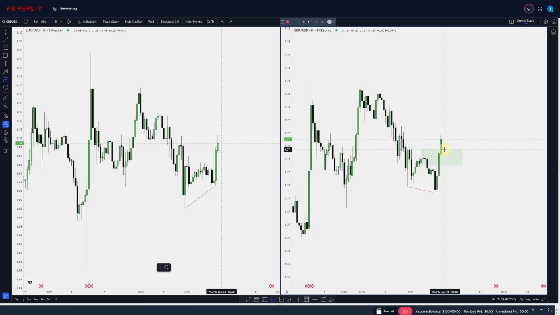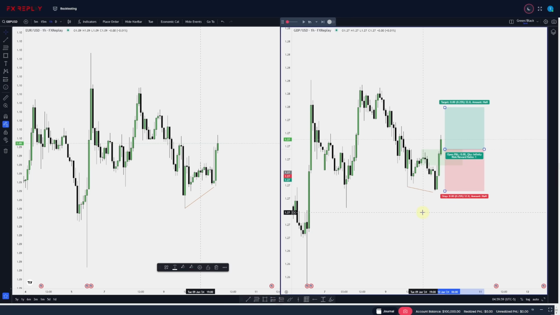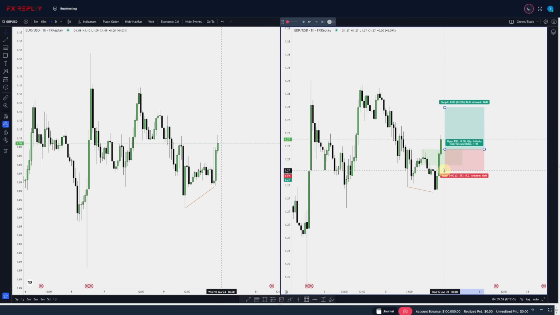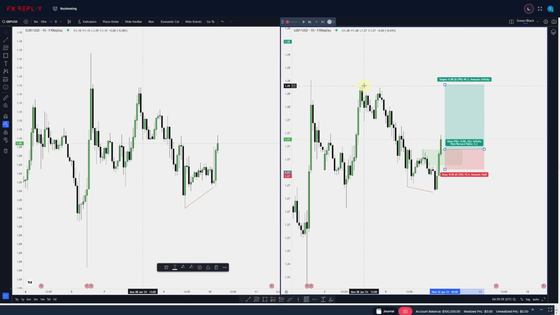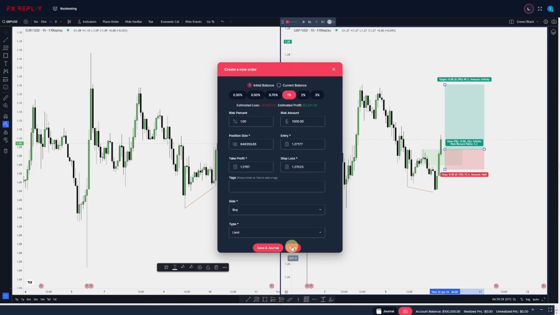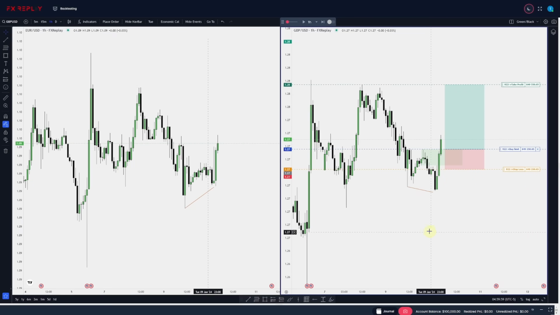Now looking to take this entry, I'm going to look to enter this unicorn on the breaker block. My stop below the breaker and the fair value gap if it wants to trade back into it. And then my target is on these failure swings here for a 3.2R. So looking to enter a trade here. Let's see how this works out.